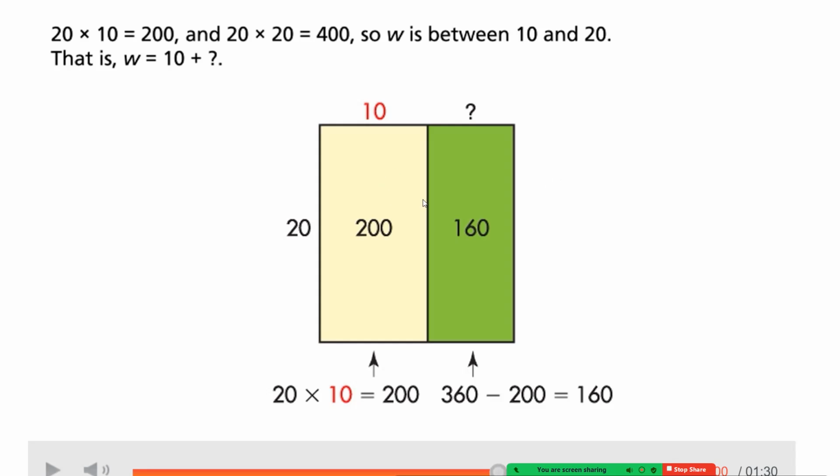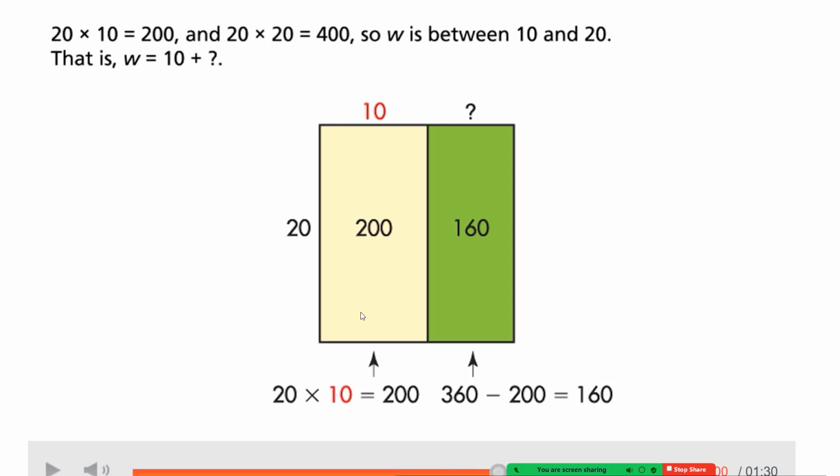So now when we take the 200 away from the 360, that was the total area, we have a remainder of 160. So now we have to think 20 times what number equals 160? Or you can drop the zeros to use your basic facts. 20 times what number equals 16? Or 16 divided by 2 equals what number? So basically what they did was they distributed the width into 10 and something else. So we're going to figure out what that something else is by figuring out the rest of the math.